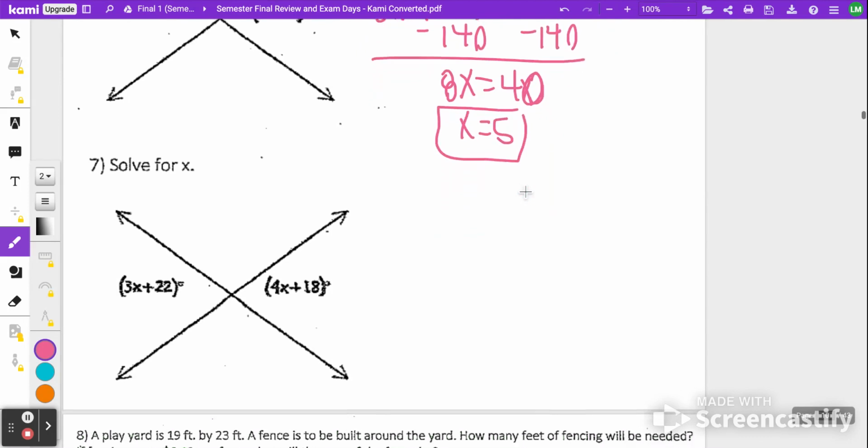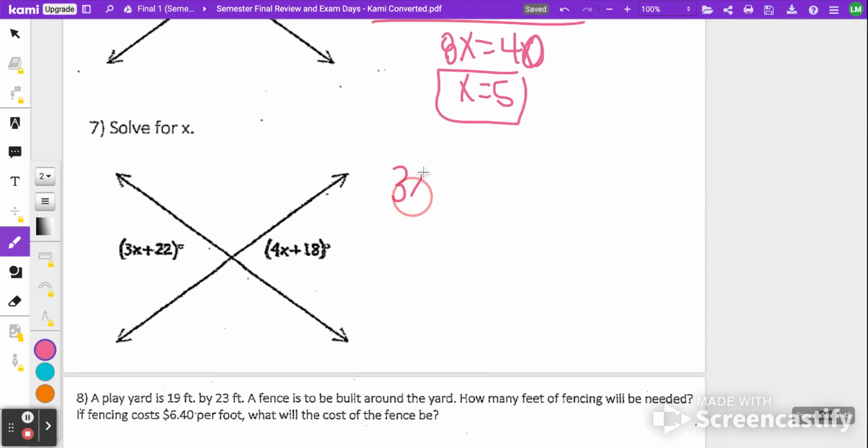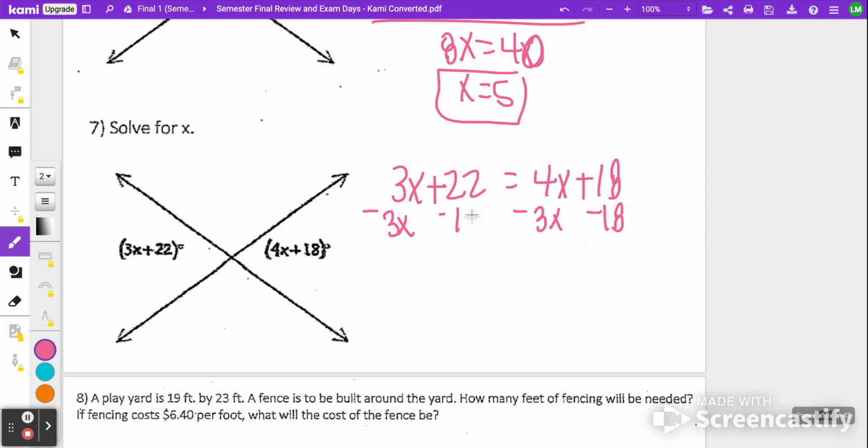Okay, and then 7, these are vertical angles, so we have 3x plus 22 is equal to 4x plus 18. I'm going to move my 3x since it's my smaller variable. Move my 18 since I'm moving the 3x. Cancels out. 4 is equal to x.